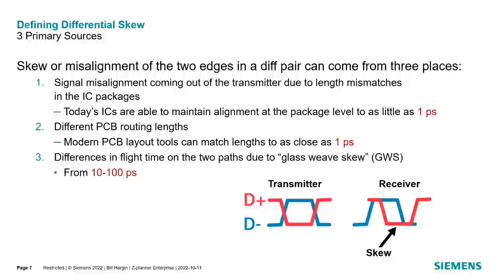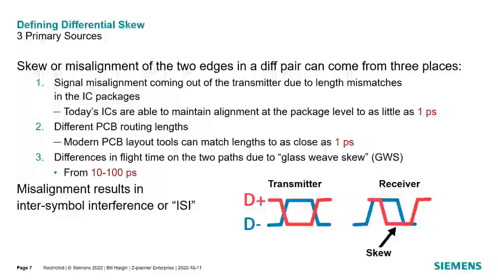But differences can emerge in flight times on the two paths due to what we call glass weave skew. And that's what we'll be talking more about going forward here. It's interesting that the range can be from 10 to 100 picoseconds, quite a bit more than what you'll see from the other sources, and we'll talk about why that is.